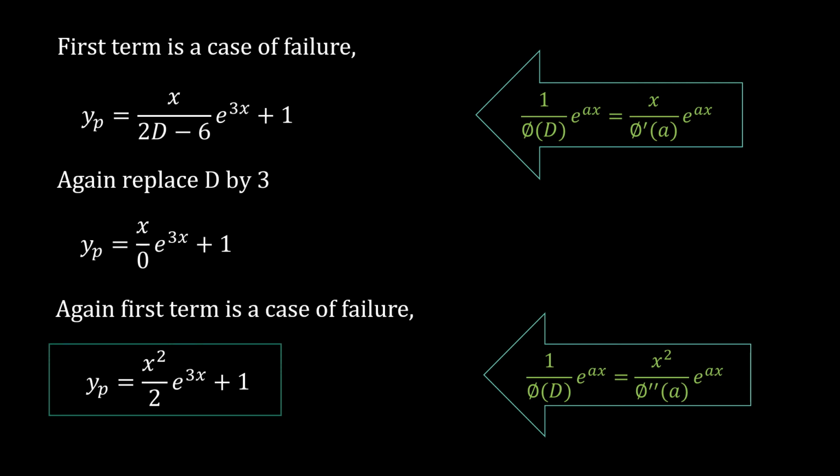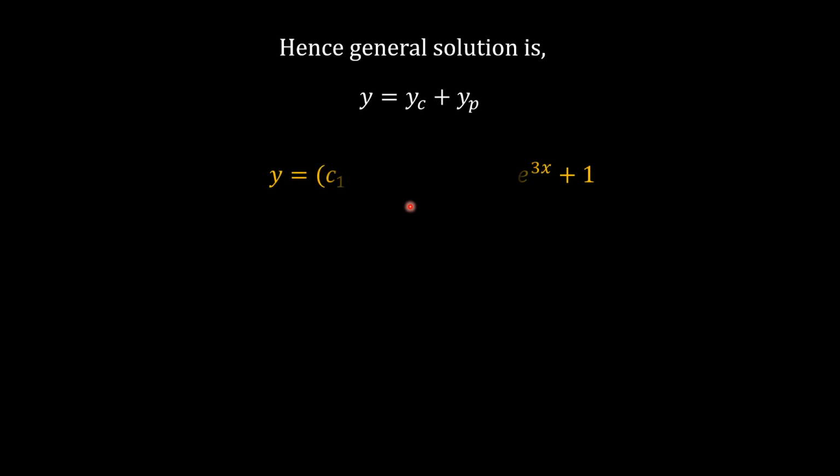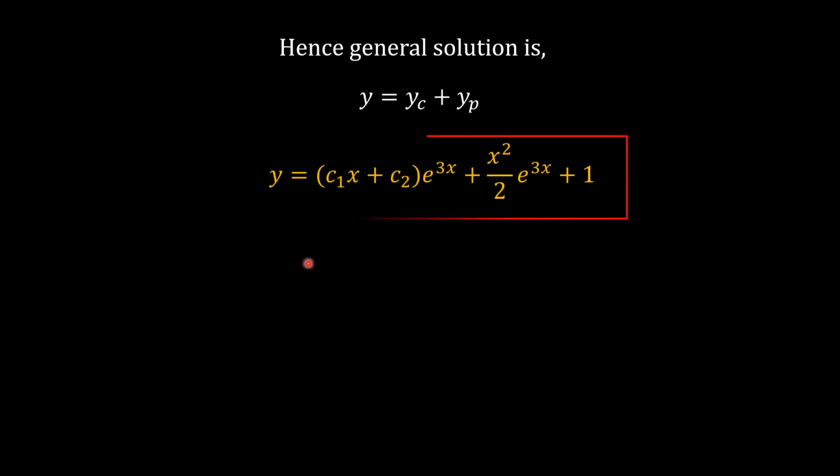Hence, the general solution will be given by y is equal to yc plus yp. Replace these functions yc and yp by their corresponding expressions. That will give us the required general solution as y equal to (c1x plus c2) into e raised to 3x plus x square by 2 into e raised to 3x plus 1. I hope you got this example. Now let's move on to the next example.